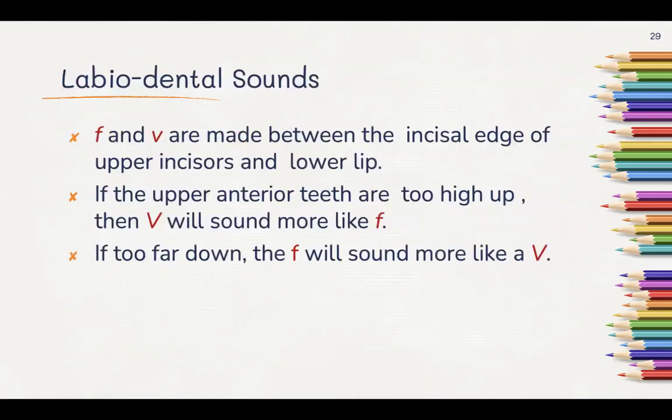Again, the F and the V, very important. As I already told you, using these sounds, we decide the anterior position of the upper teeth. So it has to be correctly positioned so that the patient can produce the F and the V sounds. If it is far too down, the F will start sounding like V. And if the anterior teeth are too high up, then the V will start sounding like F.